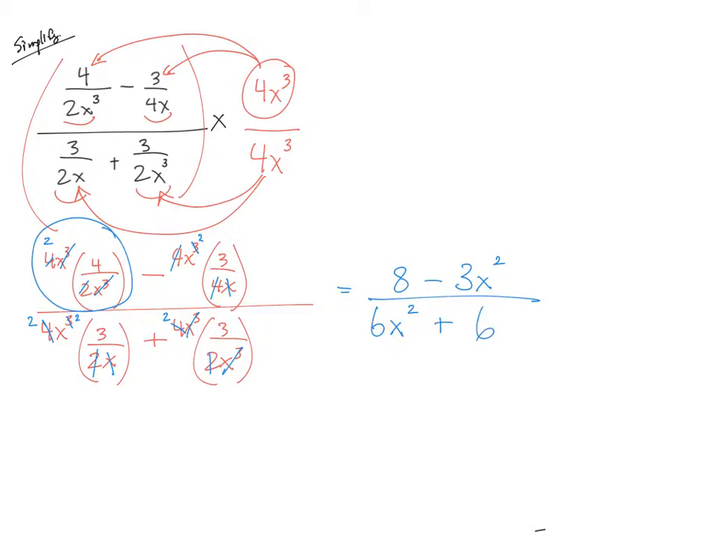Now, I'm feeling pretty good at this point. I'm just going to take a look to see if I can factor anything out. I don't think I can factor anything on the top. On the bottom I could factor out a 6, and I'd be left with x squared plus 1, but I can't really factor the rest of that. On the top I might rearrange that to minus 3x squared plus 8, just so it's written in descending order. I'd love to divide this 3 and the 6, but this 3 is anchored because it's adding something.